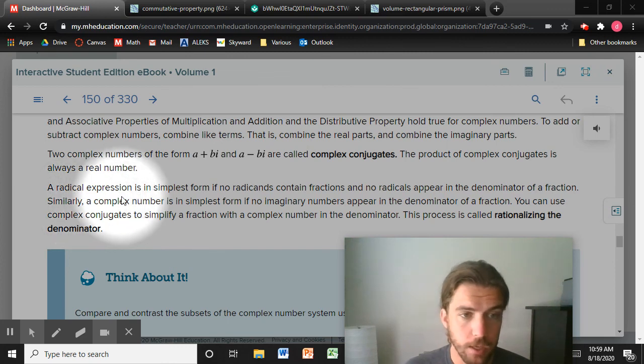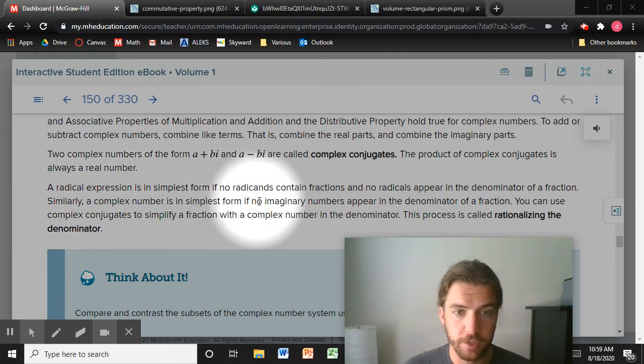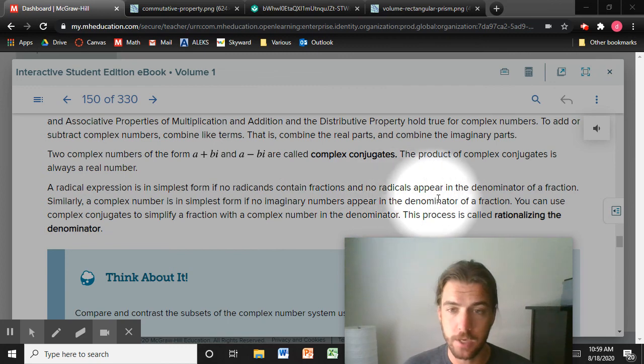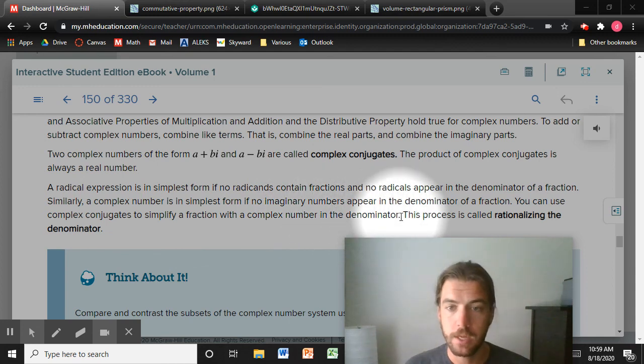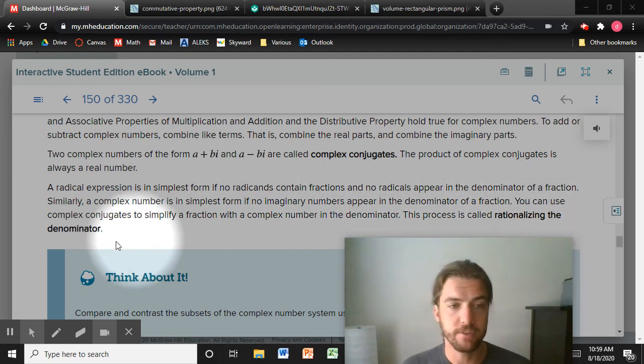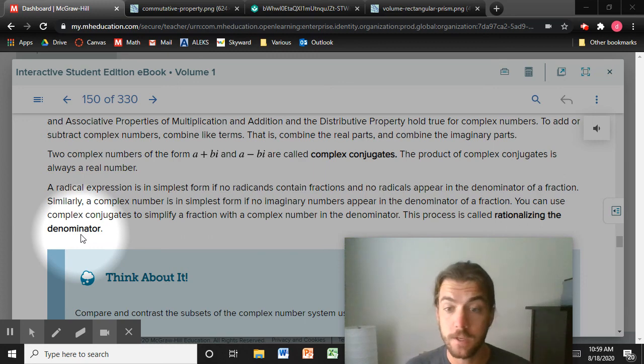Similarly, a complex number is in its simplest form if no imaginary numbers appear in the denominator of a fraction. You can use complex conjugates to simplify a fraction with a complex number in the denominator. This process is called rationalizing the denominator, and we'll see that in an example that's coming up.